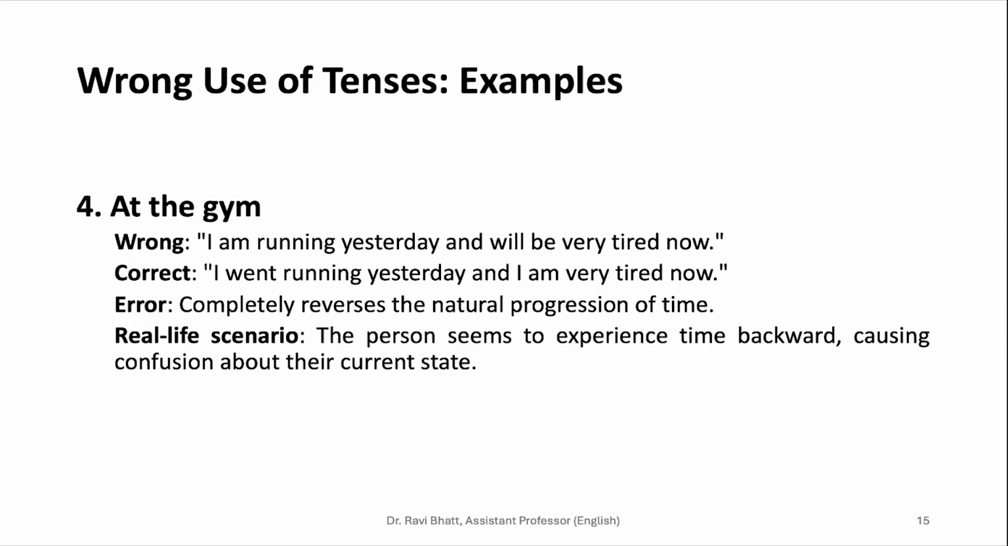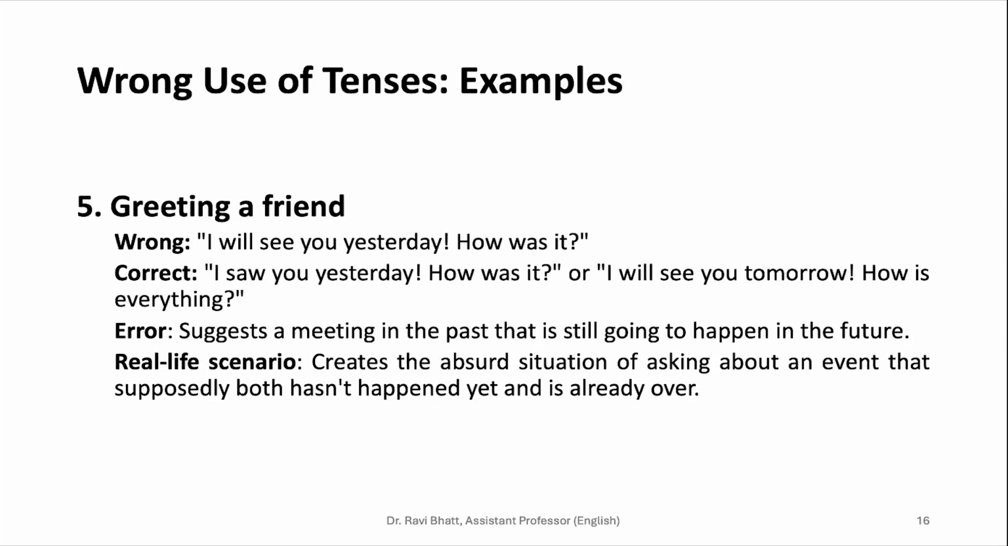All right, now all these scenarios, and we'll discuss a couple more, are classic examples of what happens when we use tenses wrongly. The second last one, greeting a friend, I will see you yesterday, how was it? Now this creates an absurd situation. You knew nothing about it, but you said, I will see you yesterday. You've mixed up things. All right, so the correct would be, I saw you yesterday, how was it? Or I'll see you tomorrow, how is everything? Something like that, which would be grammatically perfect for some other person to understand.